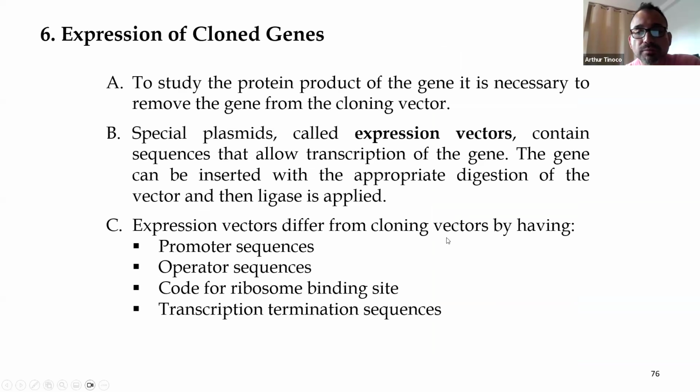Expression vectors differ from cloning vectors by having a promoter sequence or promoter sequences, operator sequences, a code for a ribosome binding site, because the ribosome is important for facilitating the translation process, and the transcription termination sequence. That's part of this as well.